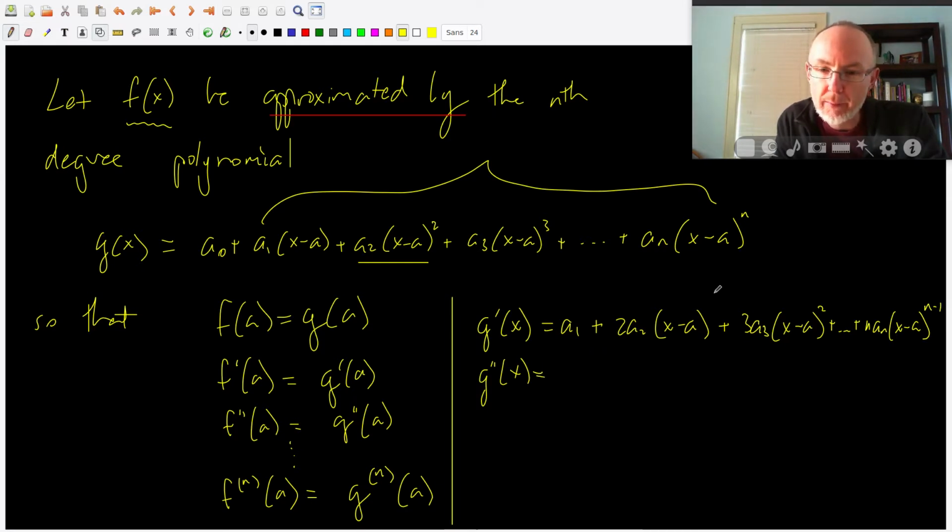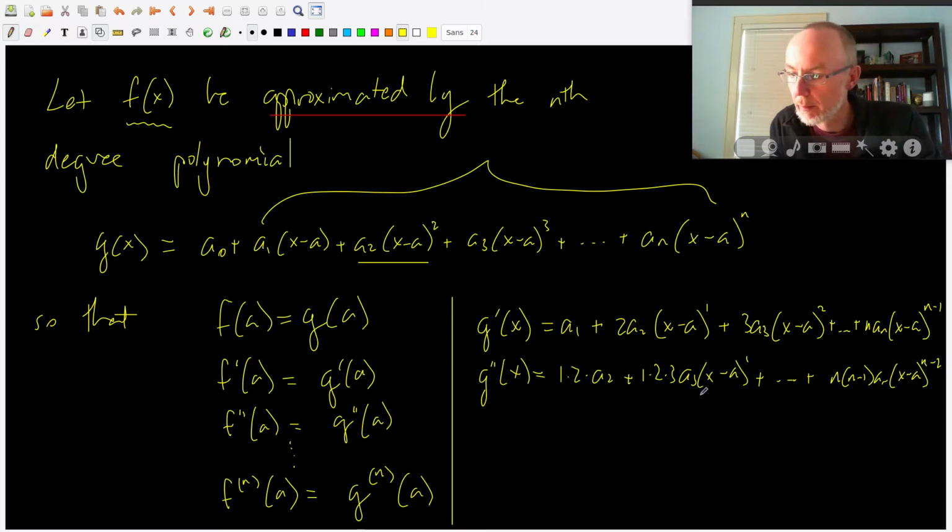And then the next derivative is going to be, well, I've got a 1 there, so this is a constant, so the derivative is 0. So this is 1 times 2 a2. x minus a is now gone. That's a 0th power, so I don't want that at all. And the next one is, well, there's a 1 there and a 2 and a 3, a3 times x minus a to the power of 1. That's from this term. And then the next one is going to be something similar, which I didn't write down before, but then it's going to go up to n minus 1 times n a sub n, x minus a to the n minus 2, and so on.